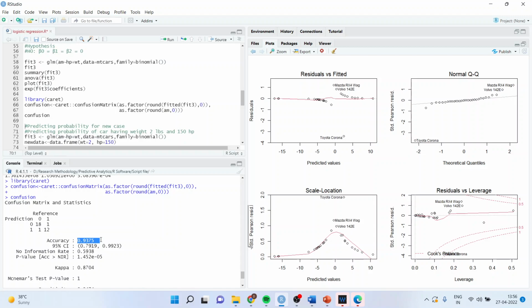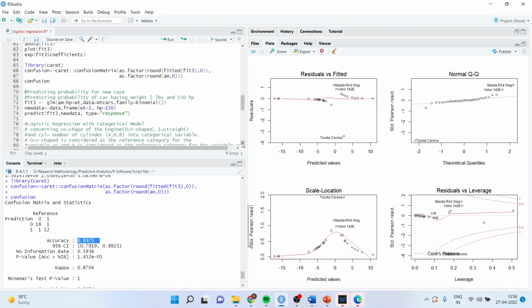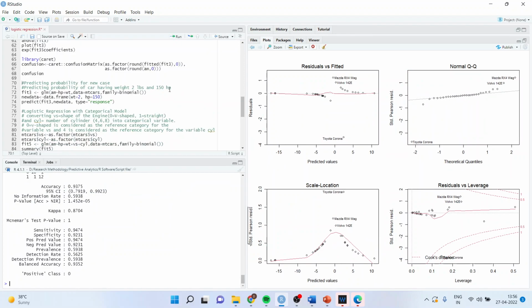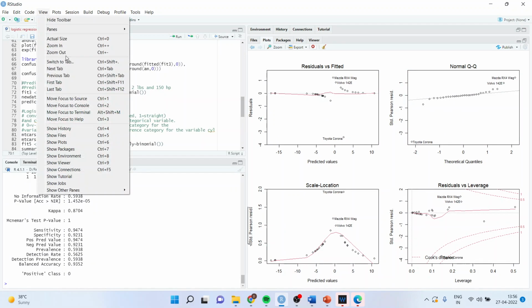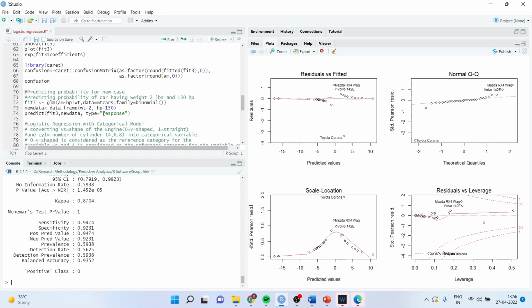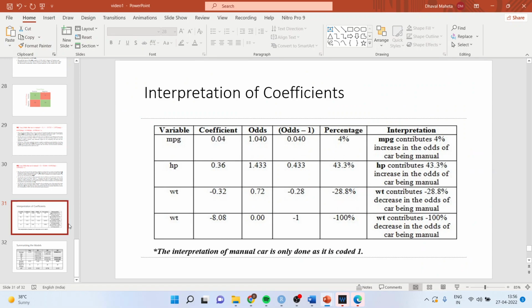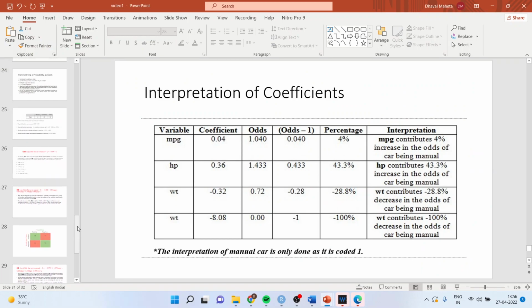Now once we have created the model, what's next? The next is that we want to predict if we have any new case. Let me reorganize myself. So I am giving the information that there is a car whose weight is 2 and horsepower is 150. What are the chances that it will be automatic or manual? First of all, let us try to calculate this manually, and then we will see on our system.